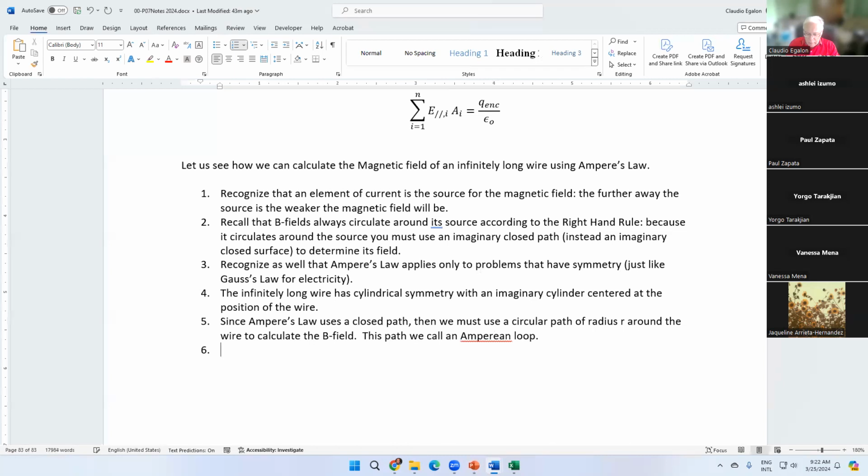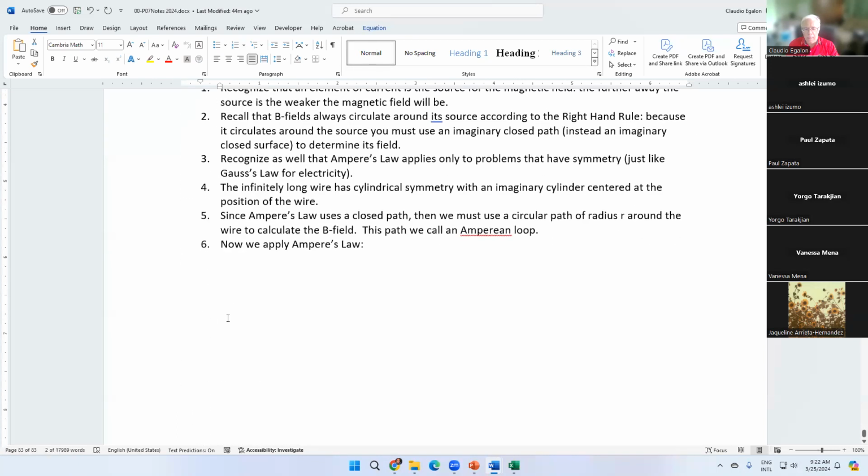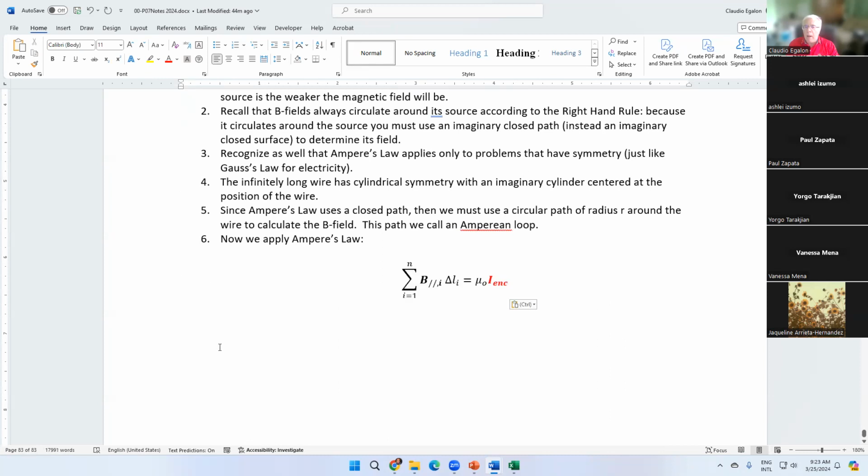And now we apply the formula. We apply Ampere's law. So we have to do all that stuff before getting to the calculations, right? Here you go. Okay. We have something like that. We have just a C. Here is a summation, okay? Summation of different paths, okay?